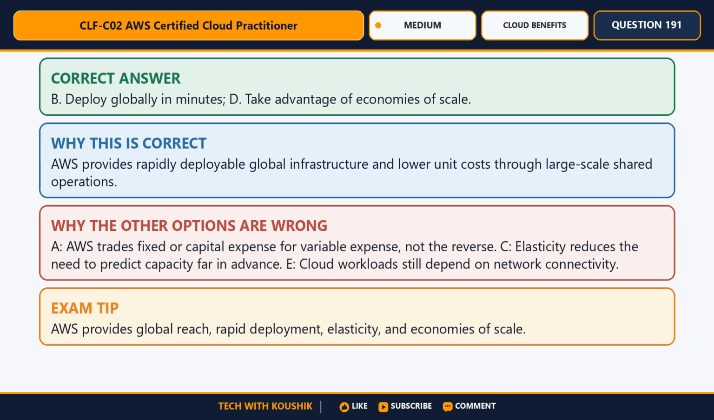A, AWS trades fixed or capital expense for variable expense, not the reverse. C, elasticity reduces the need to predict capacity far in advance. E, cloud workloads still depend on network connectivity. Exam tip. AWS provides global reach, rapid deployment, elasticity, and economies of scale.